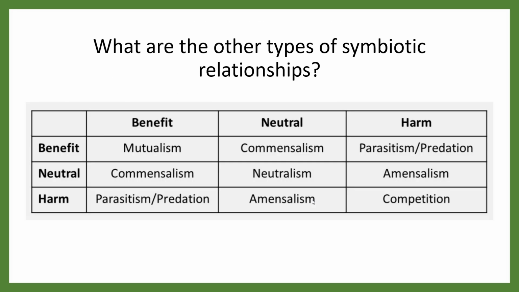So here's the how of it. And you really only need to memorize half of this. A benefit and a benefit, or plus plus, is mutualism. A benefit and zero, or benefit neutral, is commensalism. They live together and one benefits. And a benefit and harm is parasitism, predation, or herbivory. And then you're going to see commensalism shown there. You got another predation and parasitism down here.